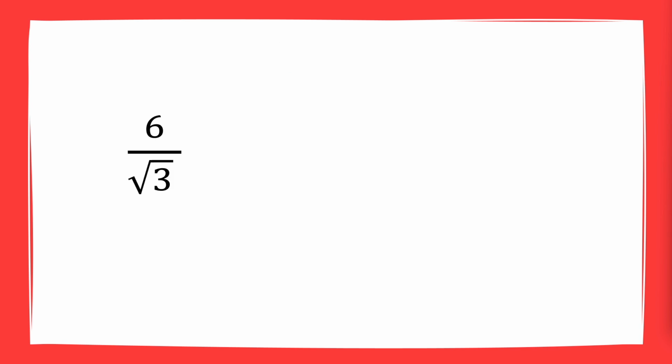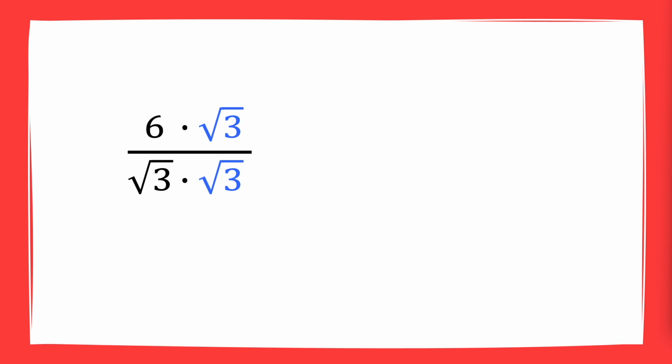A fraction with a square root in the denominator is not considered fully simplified. To fix this, multiply both the top and bottom by the number that will make the square root in the denominator become a whole number. For example, here multiplying by the square root of 3 will help, since the square root of 3 times the square root of 3 equals 3.